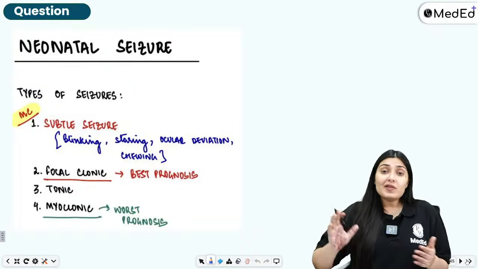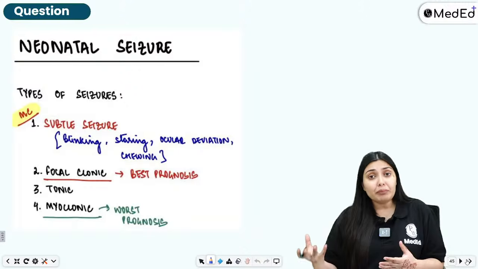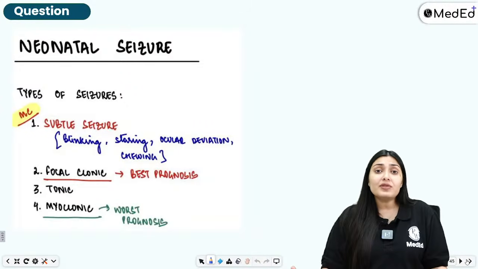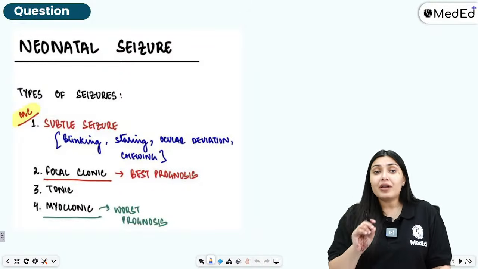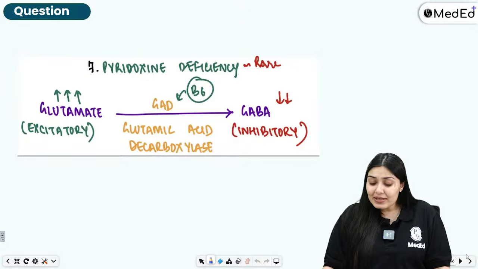There can be various causes of neonatal seizures. There could be hypoglycemia, there could be some bleed, there could be some meningitis issue. A lot of reasons could be there for neonatal seizures. But one of the rare causes is vitamin deficiency. Which vitamin deficiency? Pyridoxine deficiency.